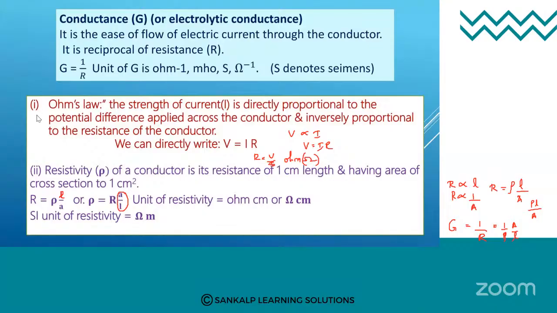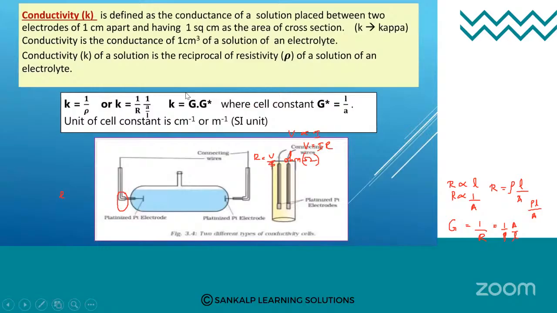Okay. So conductivity is what now? Conductivity is defined as the conductance of a solution placed between two electrodes 1 centimeter apart and having 1 cc as area of cross section. So I can write here, you can see here also. So what does this conductivity definition tell me? It is telling me that it is the conductance of the solution placed there.